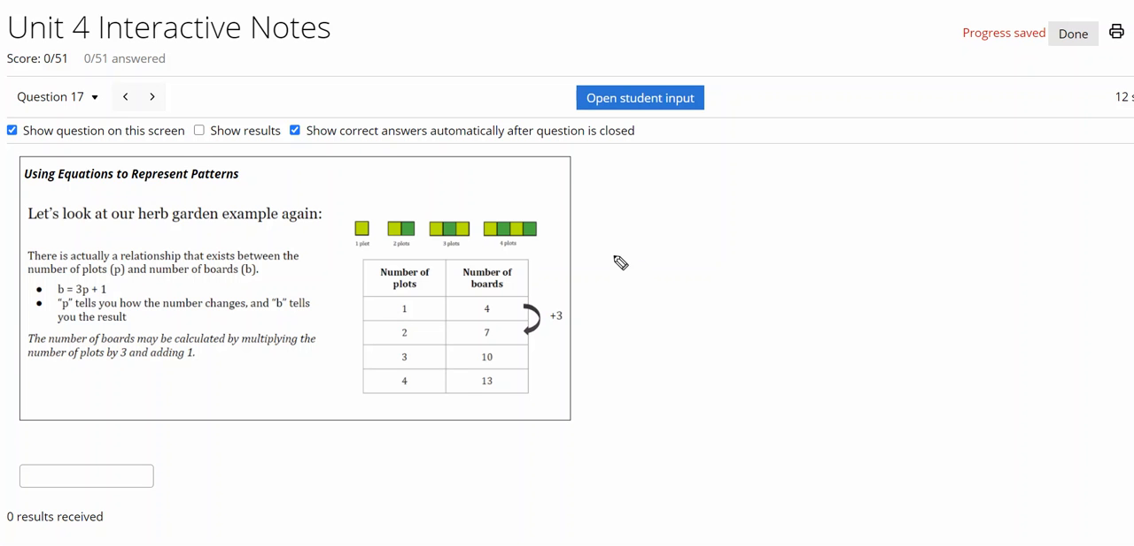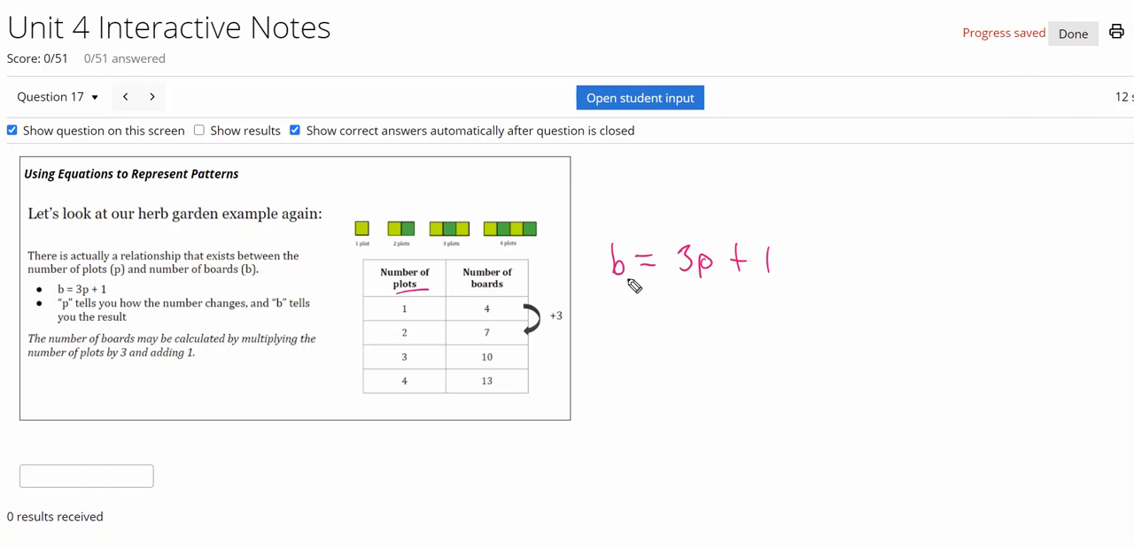So you can see that the answer for the number of boards that we'll need, so the number of boards, is going to be, we'll say B for boards, is going to be equal to 3 times the number of plots, so 3p, right? When you write beside, you mean times. And then plus 1, right? So that's what the answer is.